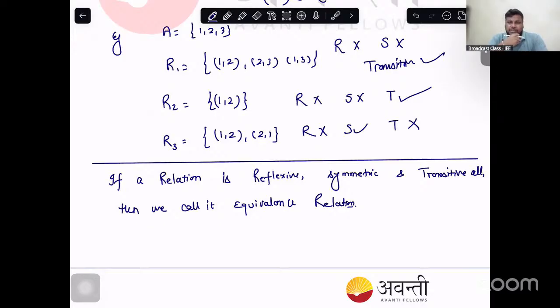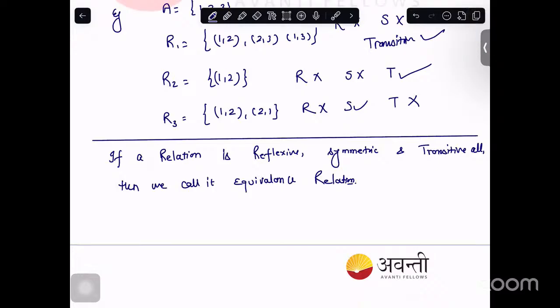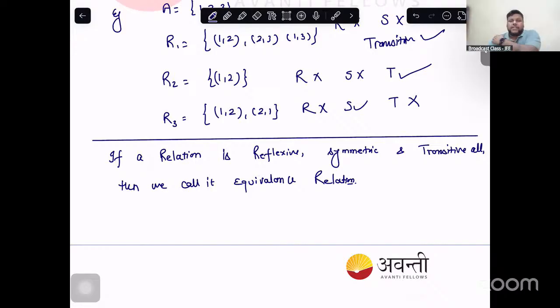If a relation is reflexive, symmetric, and transitive all, then we call it an equivalence relation. Clear? Are you clear about equivalence relation? Yes, sir. Then we call it equivalence relation. Fine.